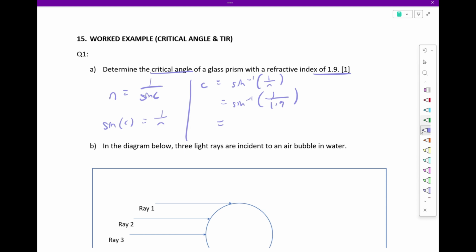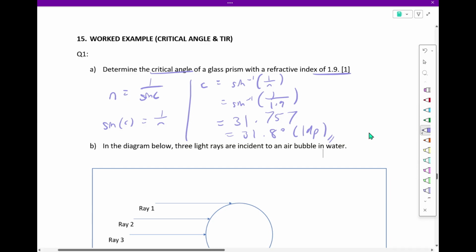Now, if you are familiar with it, you will realize that this c is not the speed of light in medium. Do take note, because some students actually confuse them a bit. This c is your critical angle. Some schools don't write it as c; some of them might write it as theta itself. Then we solve to 1 decimal place, which is 31.8 degrees.